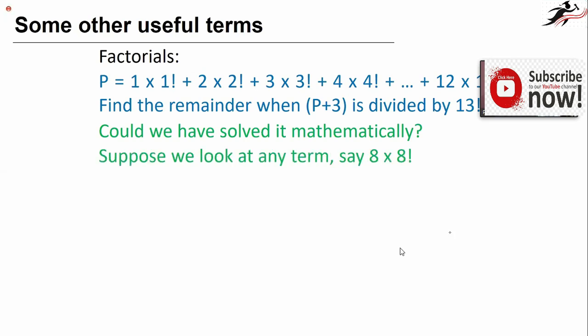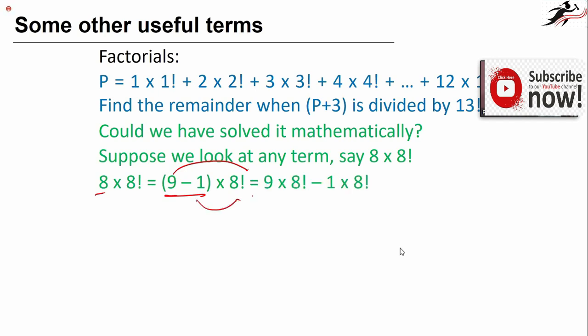How could we have solved mathematically? So this was by observation of a pattern. How could we have done it mathematically is we know n into n factorial is equal to, say for example, 8 into 8 factorial is equal to 9 factorial minus 8 factorial. Because 8 is 9 minus 1, then split it open. 9 into 8 factorial is 9 factorial. 1 into 8 factorial is 8 factorial. So this becomes 9 factorial minus 8 factorial.